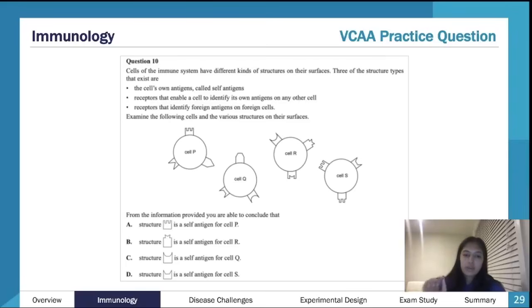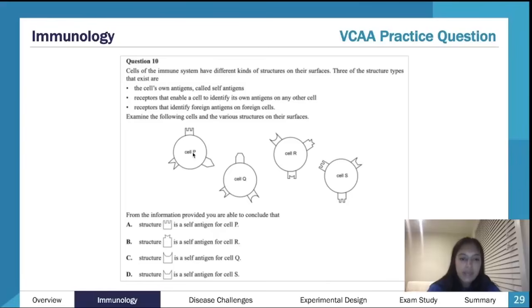The way that you can look at this is if you realize that you've got a self antigen, a receptor for the self antigen, and a receptor for a foreign antigen, you can basically figure out which one is which on each of these, because two of them will be complementary because you have a self antigen and a receptor for a self antigen. So they must be complementary, right? And then the third one should be a random receptor for foreign antigens. So what the question is asking you is, what is a self antigen for each of these cells?